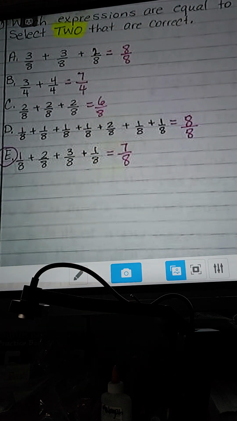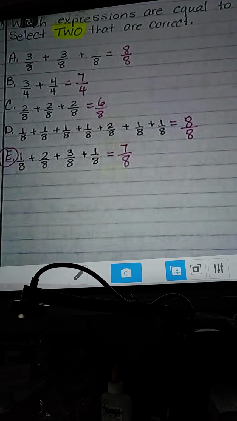No, it doesn't. Well, I don't write my 1s like that. I write my 1s like that. That's how I know it's not a 1. That doesn't look like a 1 at all. That looks like a 2.